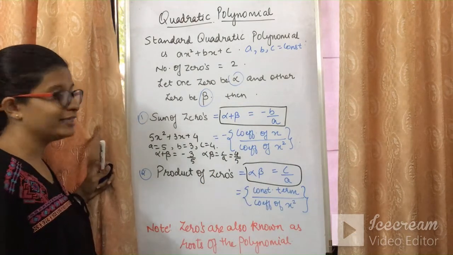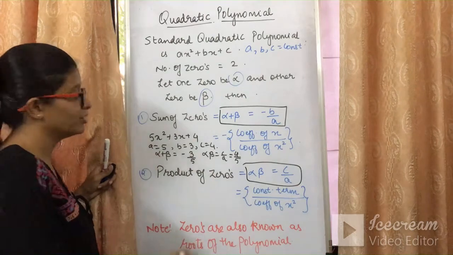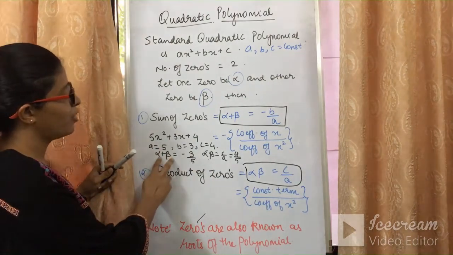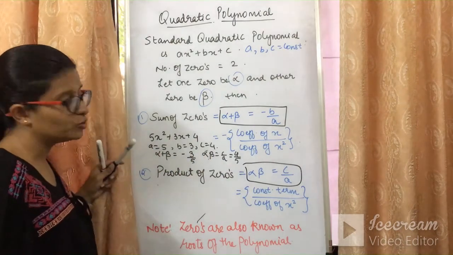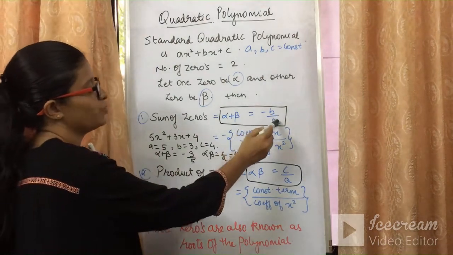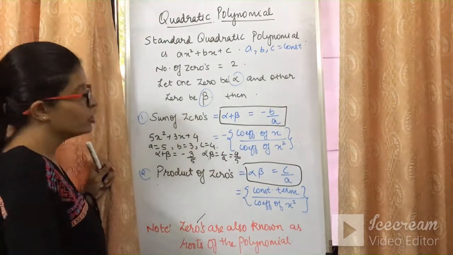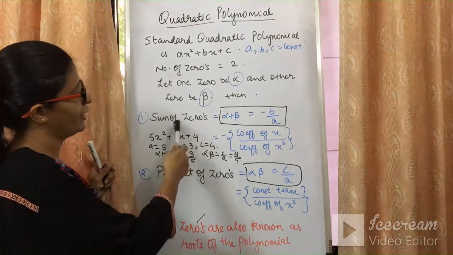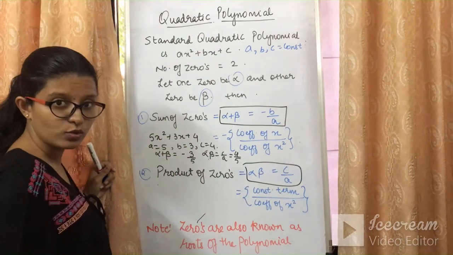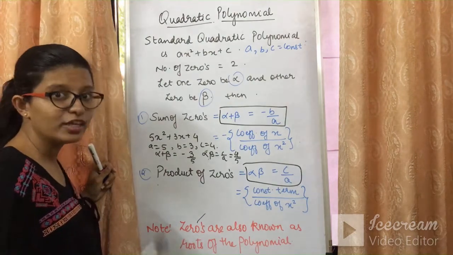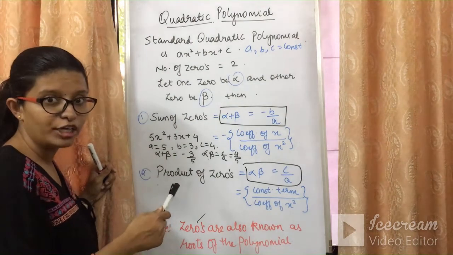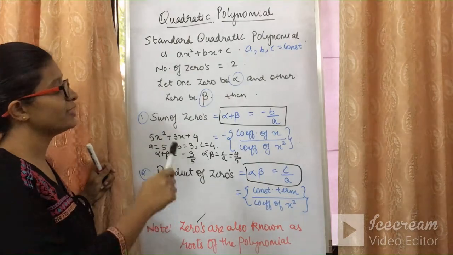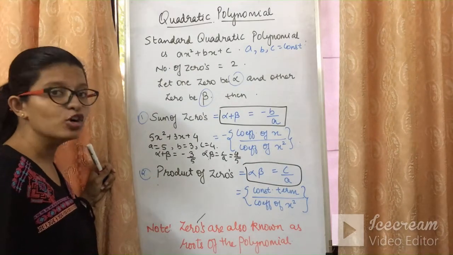It becomes quite easy to find the sum and product of the zeros, just by following the simple formulas minus b upon a and c upon a. So this would be asked in the question: the polynomial will be given to you and you need to find the sum of the zeros and the product of the zeros. In the further videos we will be seeing questions related to quadratic polynomials, and then we will be discussing how we can solve such types of questions.